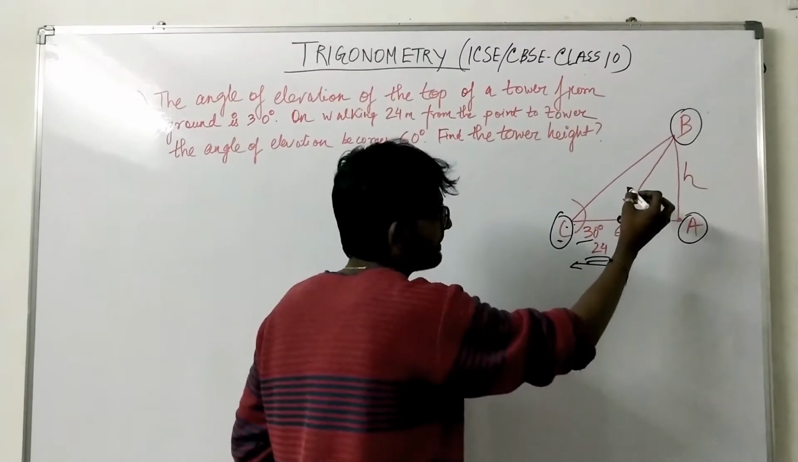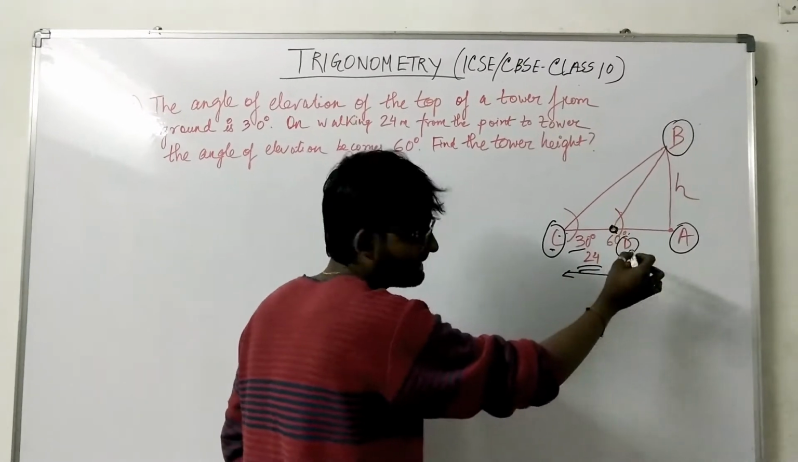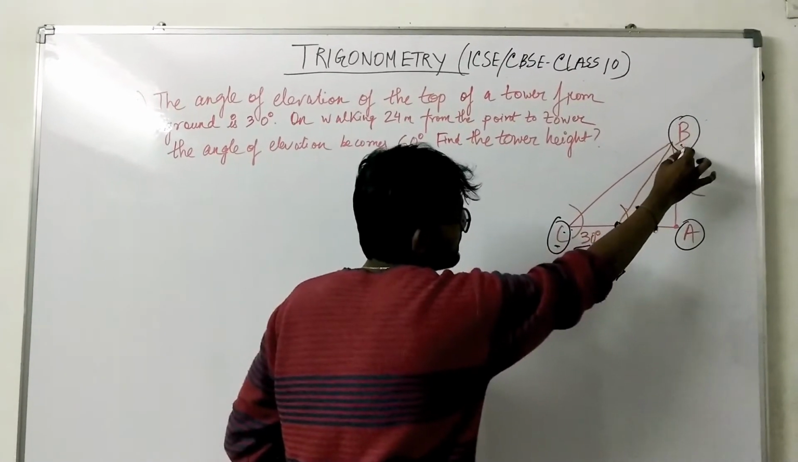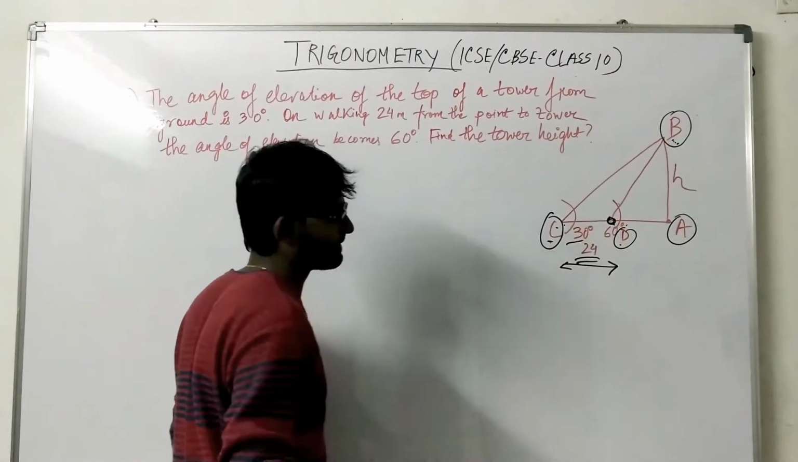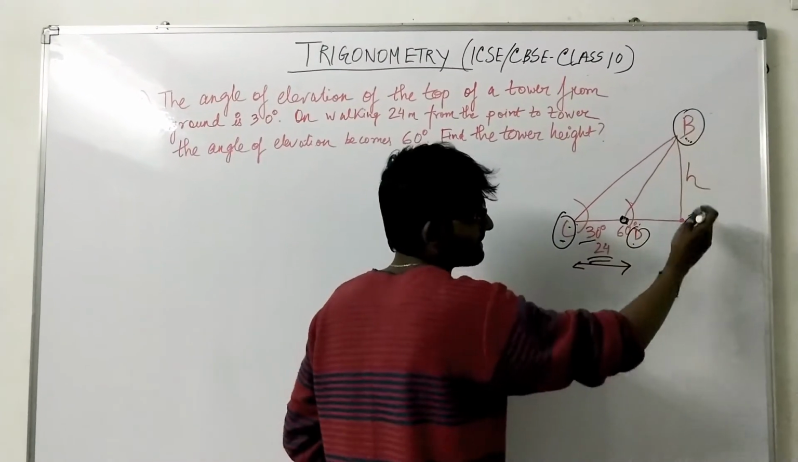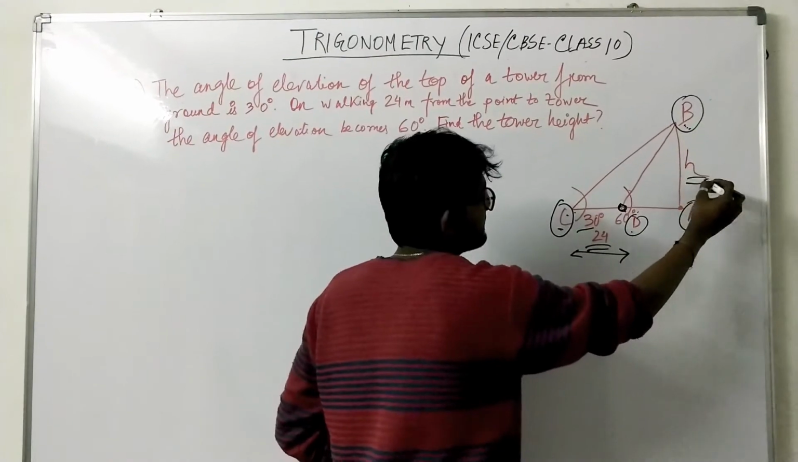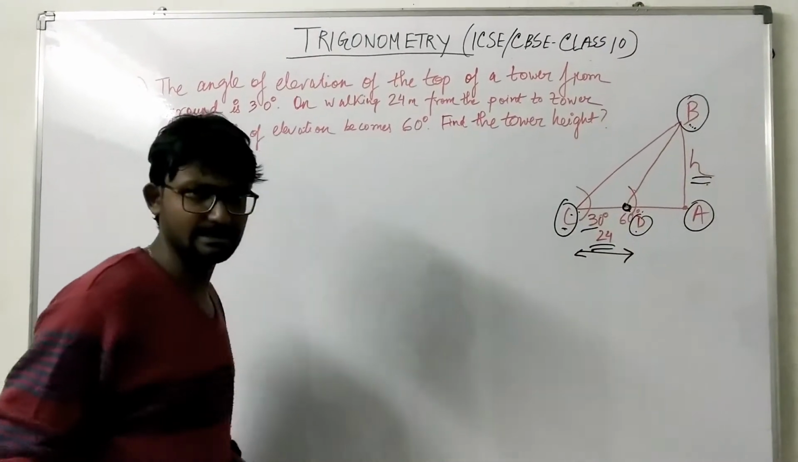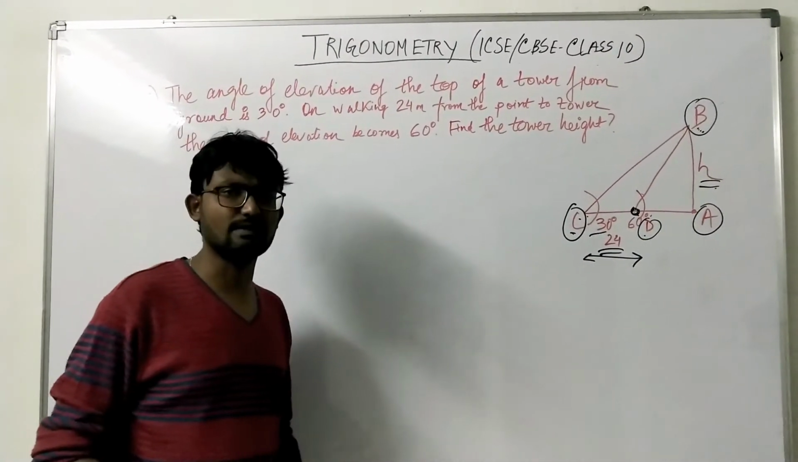The angle that is being created from this point D to B, that is the top of the tower, is 60 degrees. So find the tower height. This is the tower. I've considered its height like h. Let us take the height of the tower as h.